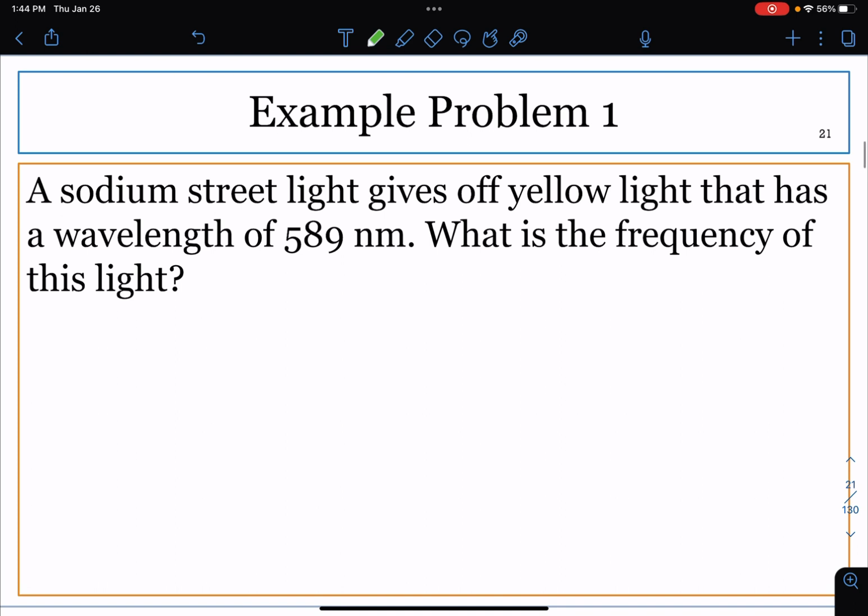Let's look at our first example problem. A sodium street light gives off yellow light that has a wavelength of 589 nanometers. What is the frequency of this light? Pause to see if you can work this out.